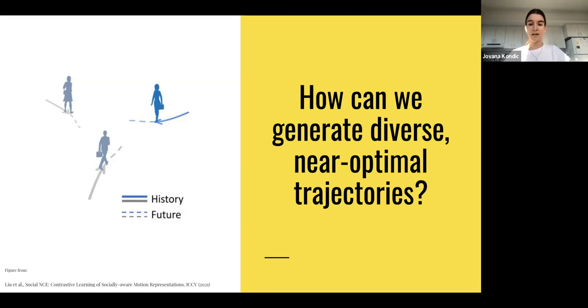In this project, we take inspiration from cognitive science models of how humans plan and make decisions and explore how we can obtain robot trajectories that are good, or more precisely near optimal, and that also take varying approaches to traversing the environment.